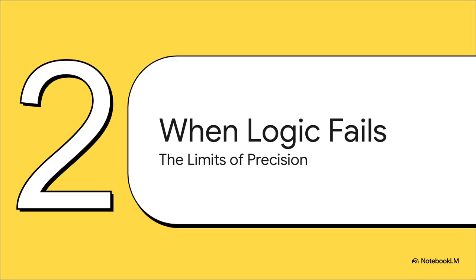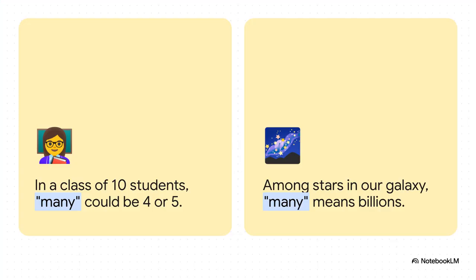See, the problem pops up the second you try to treat the word many like it's some precise mathematical term. Spoilers, it's not. It plays by a totally different set of rules. Just look at this. It nails the first huge problem. Many is all about context. If you're talking about a class of 10 students, many might mean 4 or 5? But if you're talking about the stars in our galaxy, well, many suddenly means billions. The word itself has no fixed number attached to it. Its meaning is literally created on the fly by the situation.